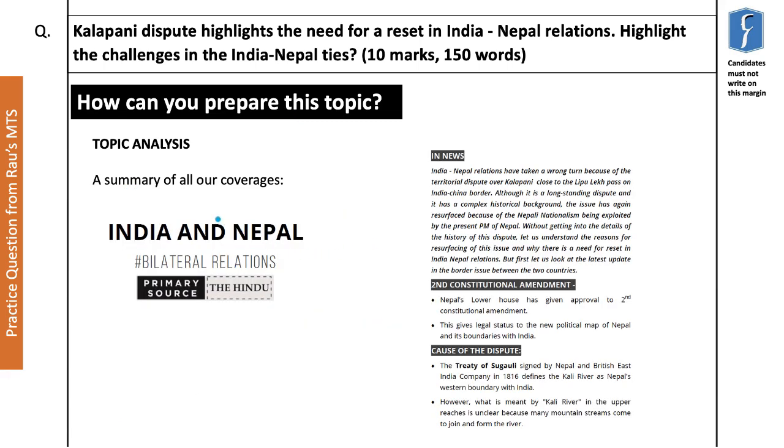So as you can see, the aspects of India-Nepal relations have been discussed in the Focus magazine of July month, in which the territorial dispute over Kalapani has been highlighted and discussed in detail. And we note that Nepal has also passed the constitutional amendment which has given legal status to the new political map of Nepal, in which the boundaries with India have been altered. So, to understand this issue in detail, you can always refer to these sources where the issue of Kalapani has been discussed in detail in the Focus magazine as well as the Daily News Simplified.